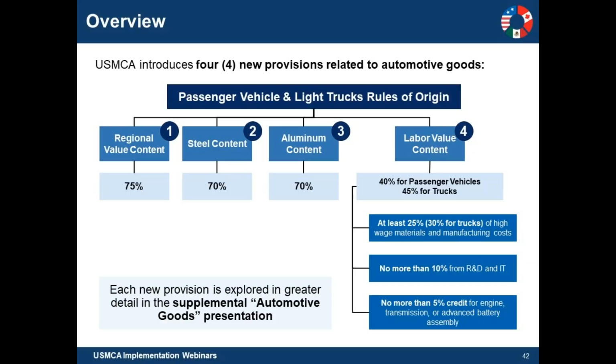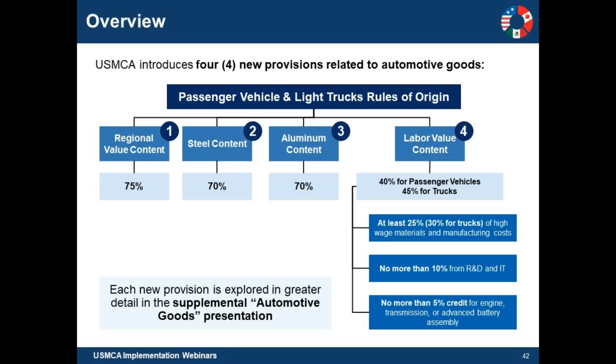In sum, the U.S.-Mexico-Canada Agreement introduces 4 new provisions related to automotive goods. The regional value content, 1, which will be 75%. The steel content, 2, of which the importer must demonstrate 70% of their annual procurement is sourced from North American sources. The aluminum content, 3, where the importer must demonstrate that 70% of their procurement is from North American sources.